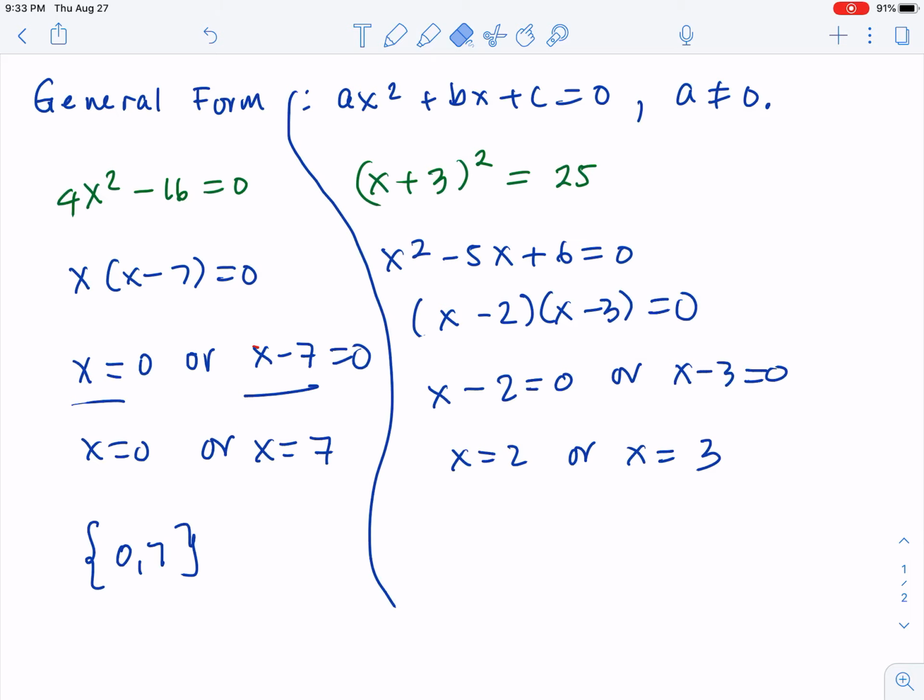Okay, so pag 2 yung x mo, this is 2 minus 2, this is 2 minus 3, this is 0 and this is negative 1. So 0 times negative 1 is 0. If x is equal to 3, this is 3 minus 3, so 0 yan. This is 0 and this is 1. So 0 times 1 is 0.